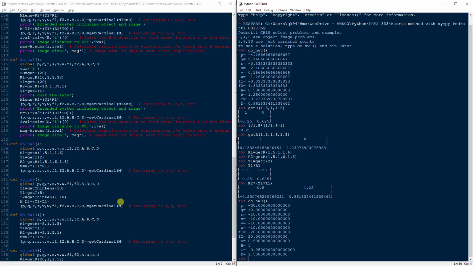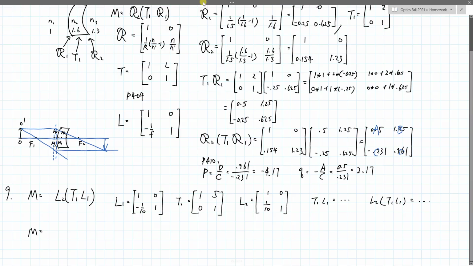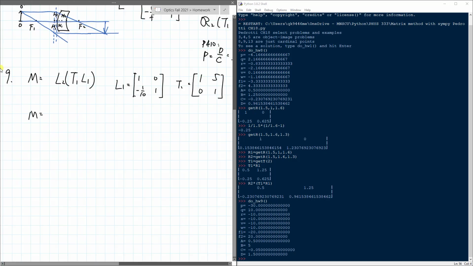Okay, so that's all printed out. We have the A, B, C, D here. I probably should print that as a matrix anyway. So A is 0.5, then B is 5. And then C is minus 0.05, D is 1.5.